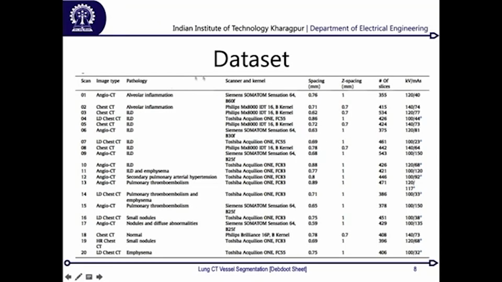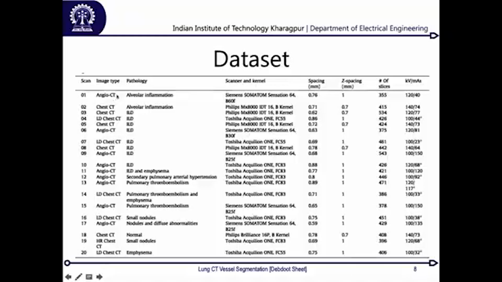So these people had actually released a data set which was multicentric and on multiple devices, as well as on multiple imaging protocols and organic nature. So there were images from angiographic CT, there were images from a chest CT.